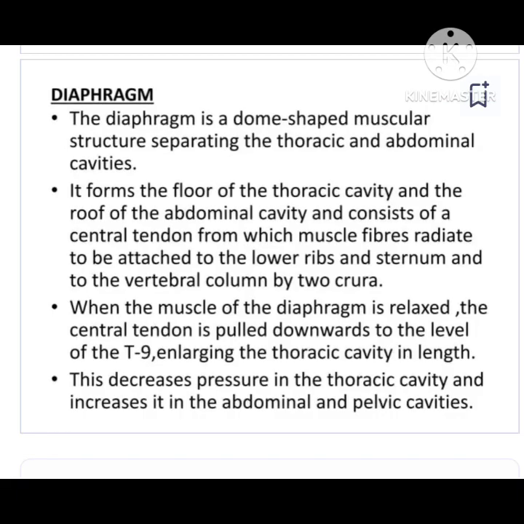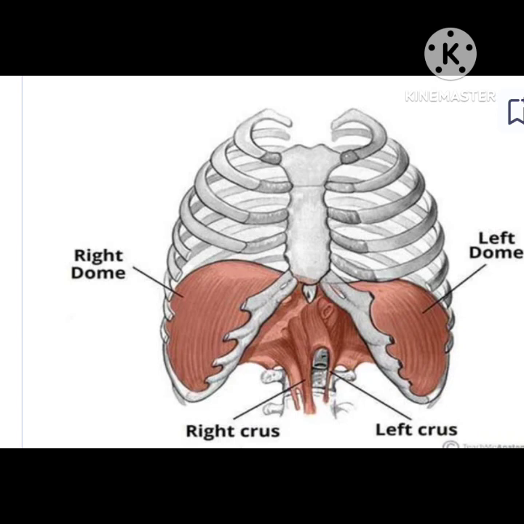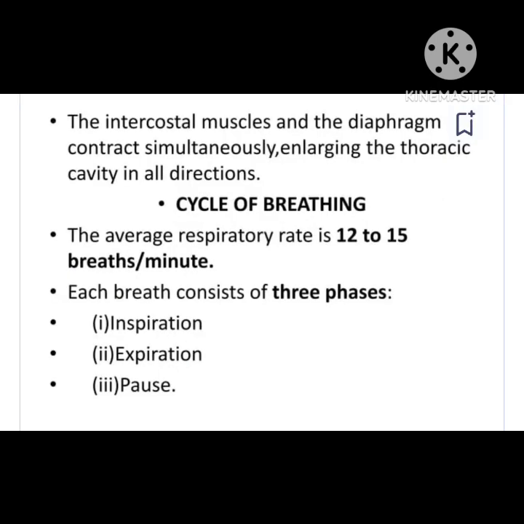So diaphragm, what is a diaphragm? It is a dome shaped structure, and it separates the thoracic and abdominal cavities. You can see in this picture, on the lower side of the lung there is the presence of the diaphragm.